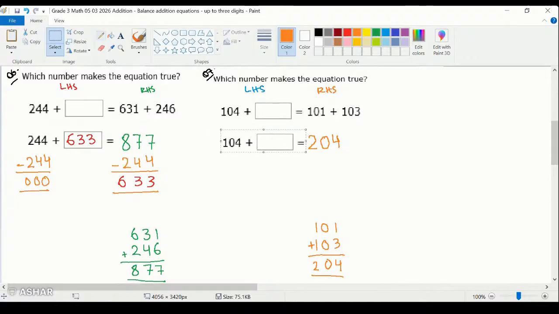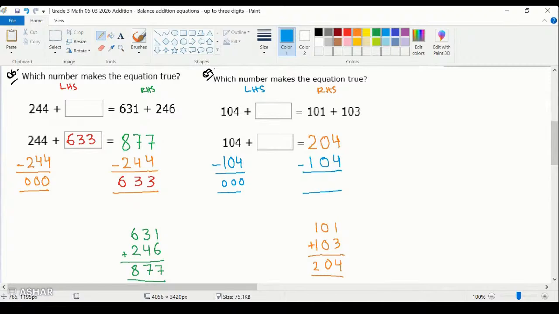Agreed? 104 plus the missing number. Thank you, Solomon. Perfect. So what we do is we minus 104 on both the sides. This becomes 0, 0, and 0. Yes, Nani, that came out to be 204. And 204 minus 104 would be equals to, yes, the total is 204. Thank you, Solomon.